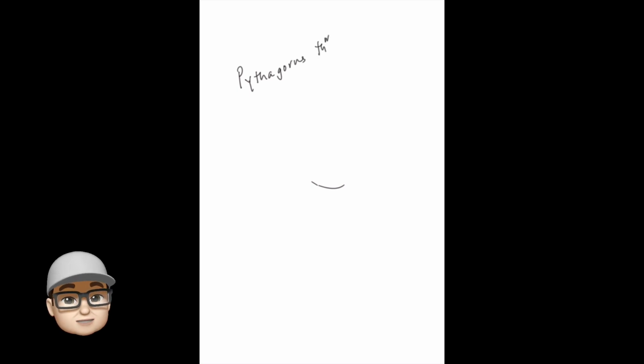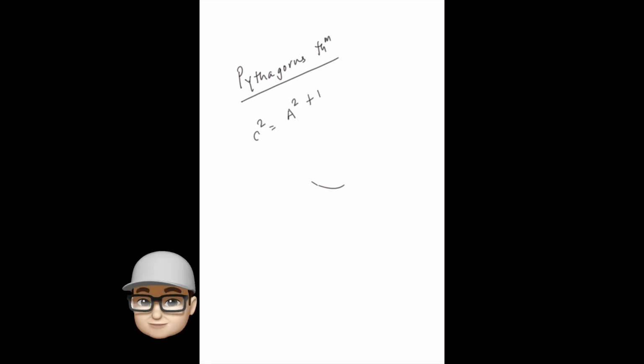Now let's write down what is Pythagoras theorem. The Pythagoras theorem is c square is equal to a square plus b square. But we need to find out the value of c. So I can write c is equal to a square plus b square whole square root.